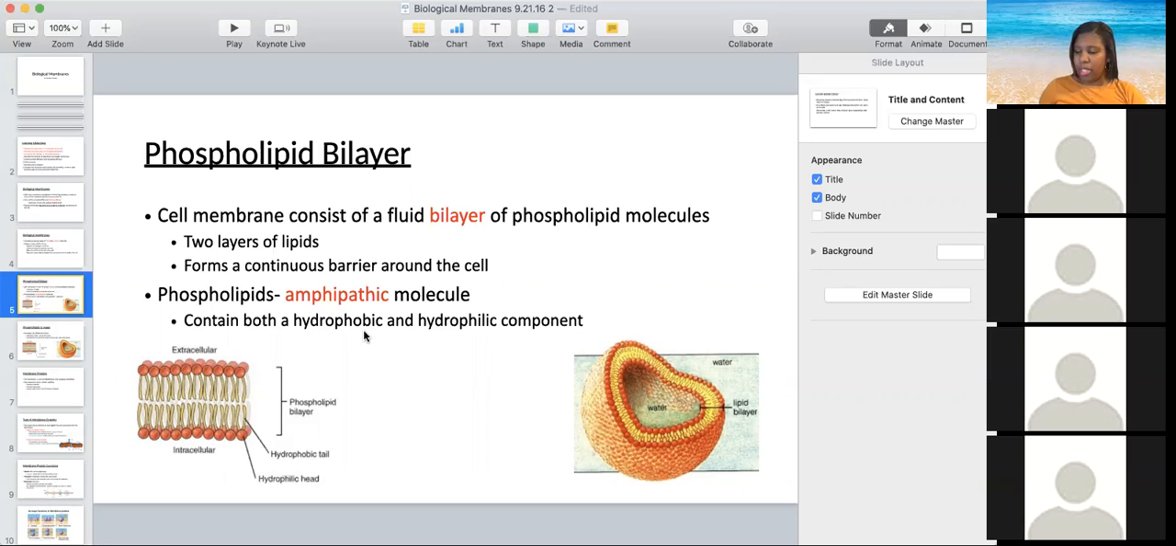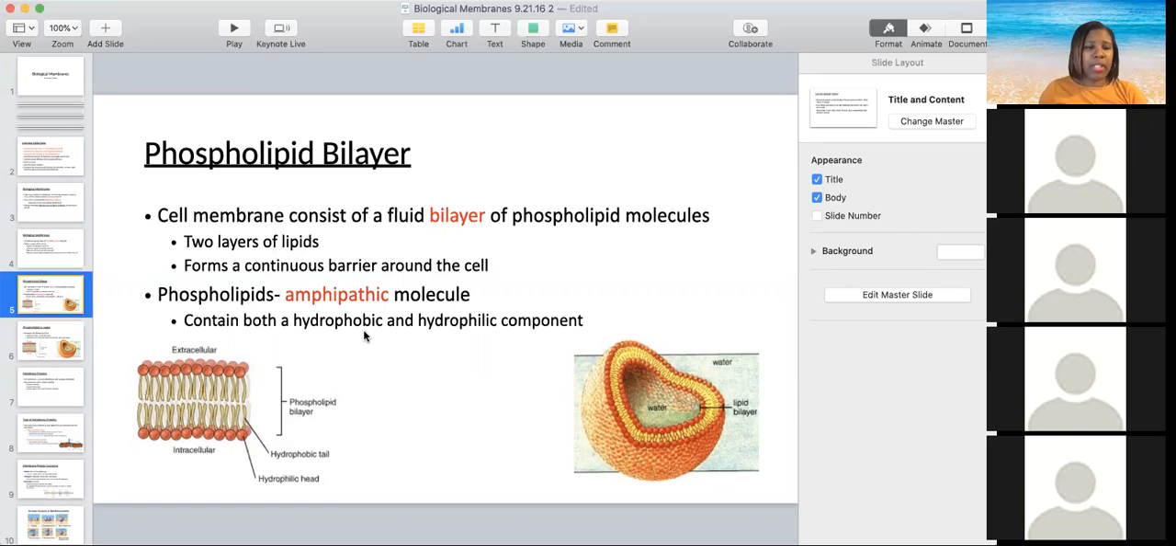What questions do we have about that? Any questions about the structure of the cell? So let's assess the cell membrane. Yeah. Did I hear a question?